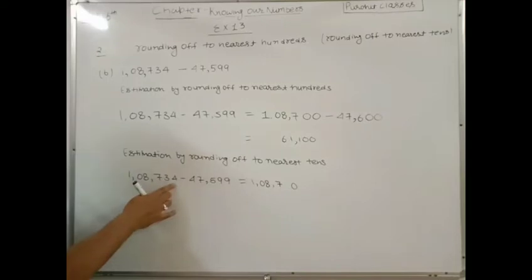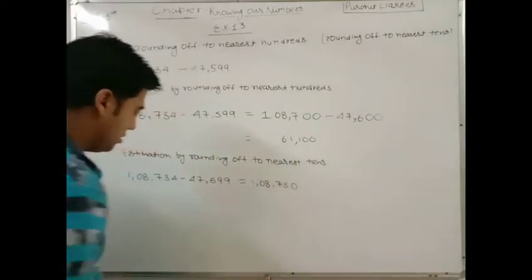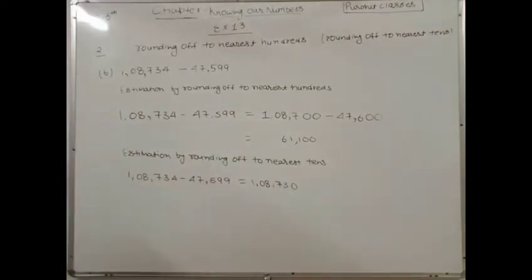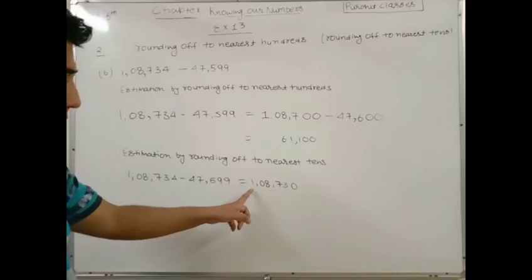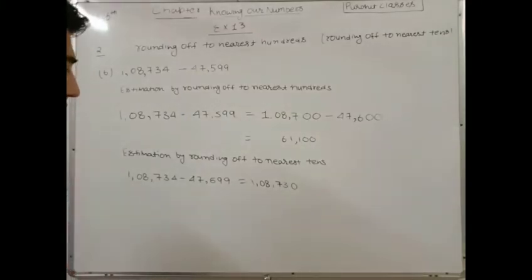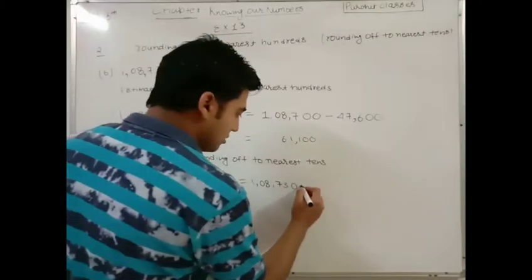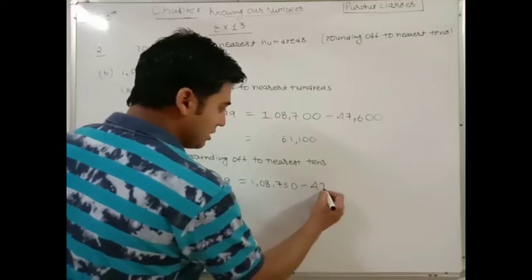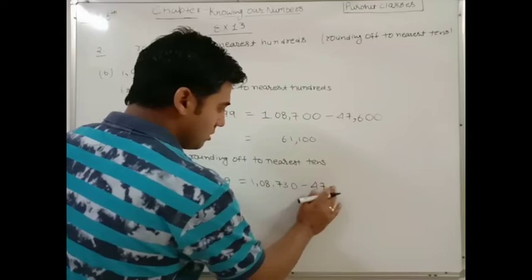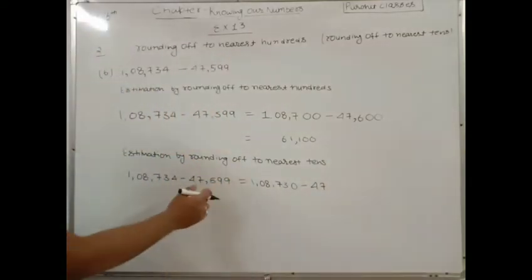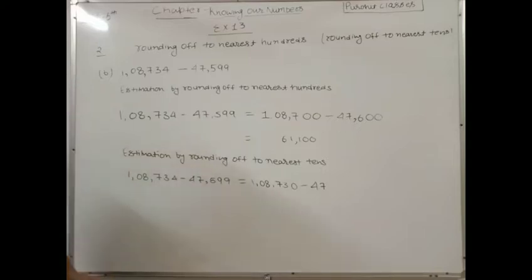And what about this? Since the nearest digit is less than 5, so there will be no change. So 1,08,734 after estimating up to the nearest tens place has become 1,08,730. Similarly, 47,599 will become 47,600.